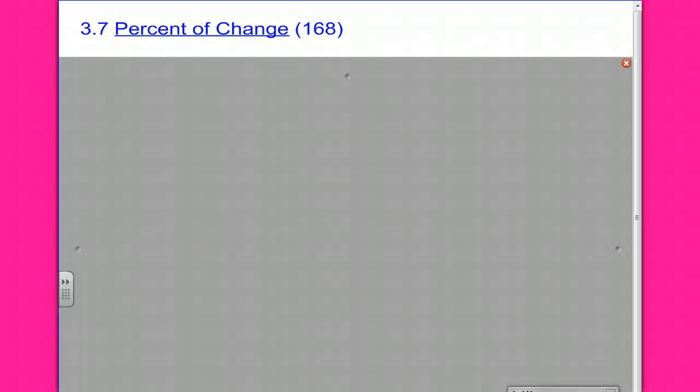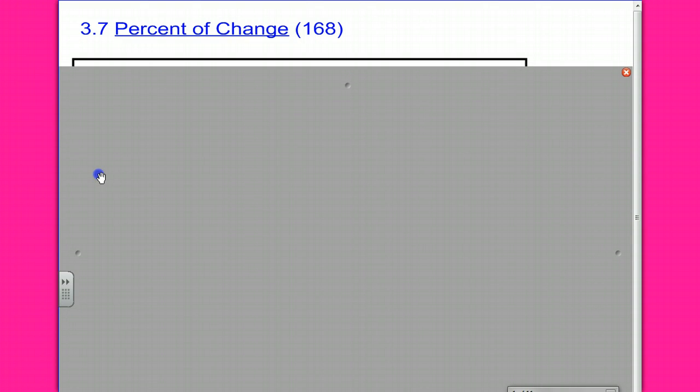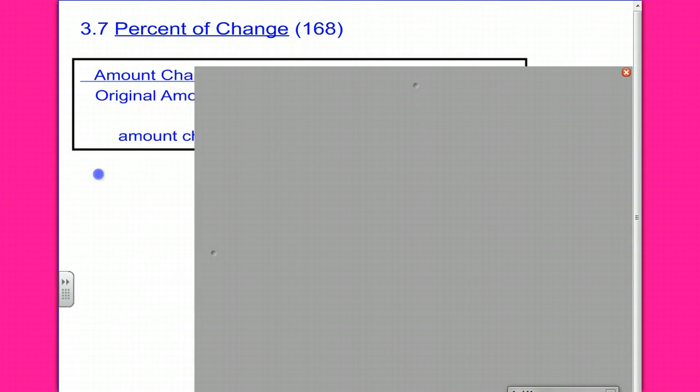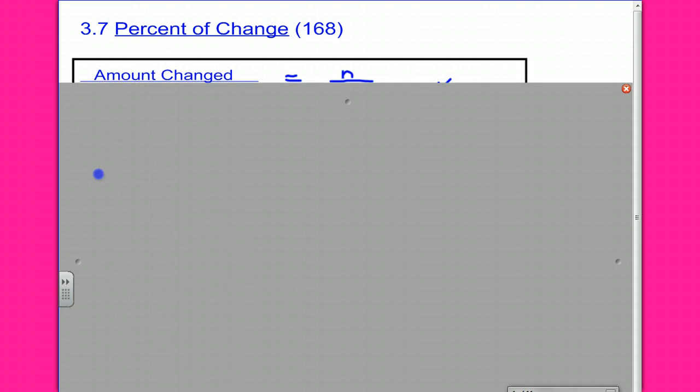We're in section 3.7, percent of change. And as I talked about last week, even adults have challenges with these types of things. So it really takes some effort to understand this stuff. The percent of change.